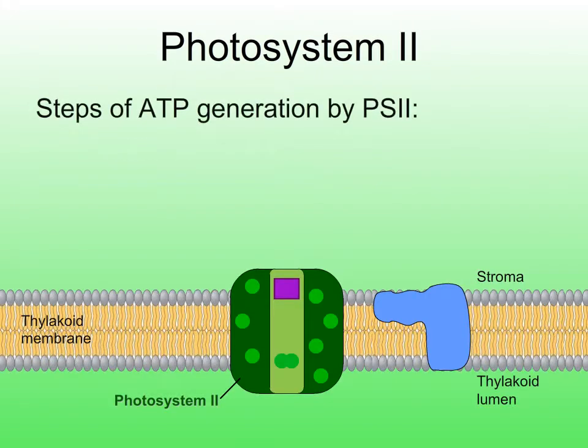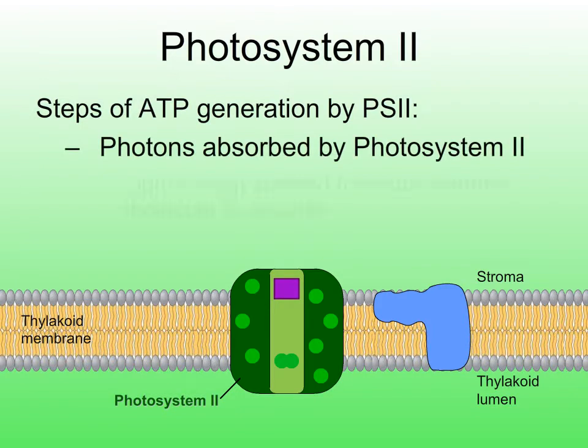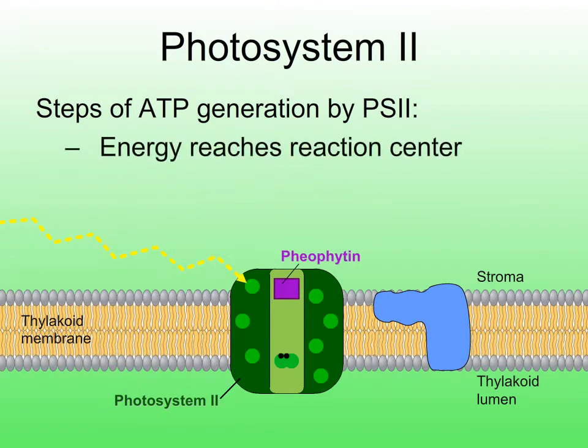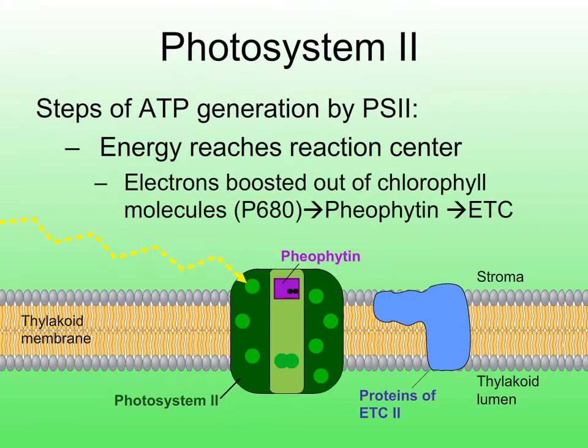Photons are absorbed by the pigments in PS2, and then that energy is transferred from one pigment molecule to the next until this energy reaches the reaction center of the photosystem. Within the reaction center are special chlorophyll molecules called P680 because they absorb wavelengths most efficiently with a wavelength of 680 nanometers. When energized, the chlorophyll boosts electrons out of the reaction center to an acceptor molecule called pheophytin, which then transfers the electrons to an electron transport chain.